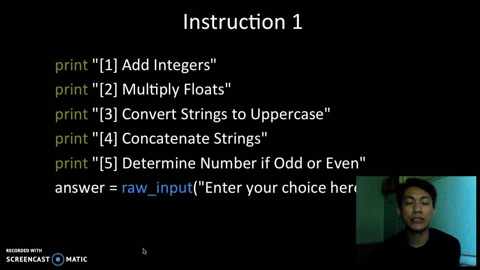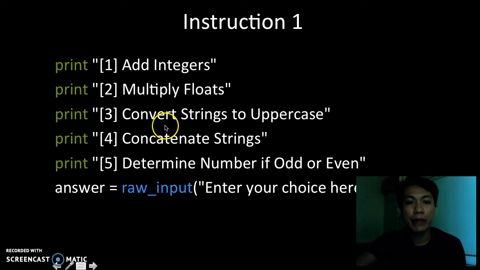Now, instruction 1 showed us that there would be choices for the users to choose from. This is probably the easiest part of the assignment, as this part should just be seen on the console. So I just used the print expressions. But notice that these ones would have to appear inside the quotations.